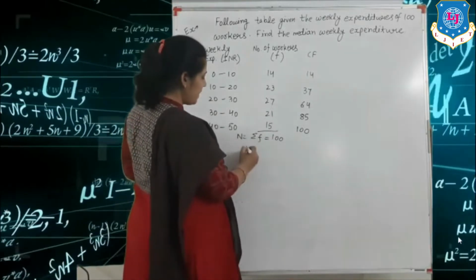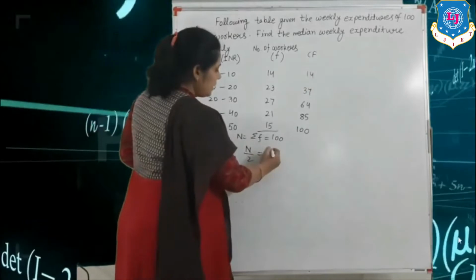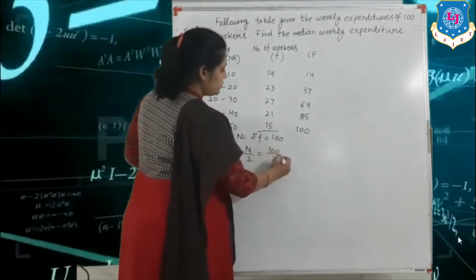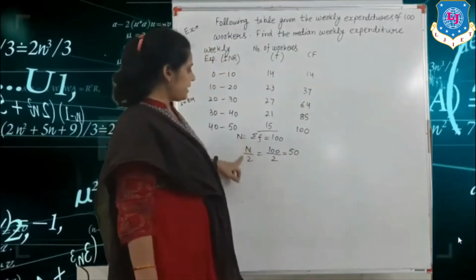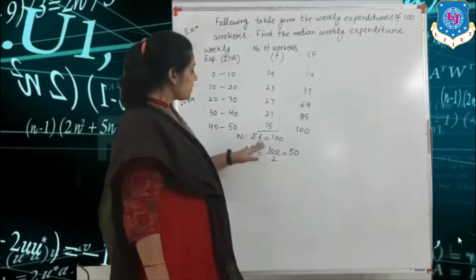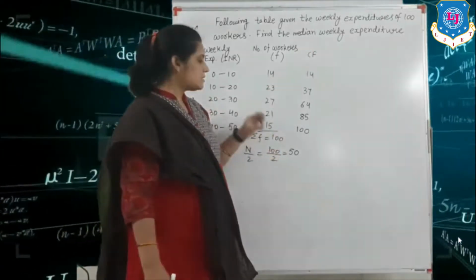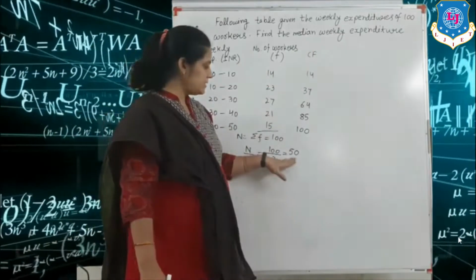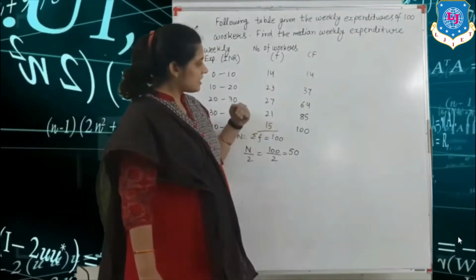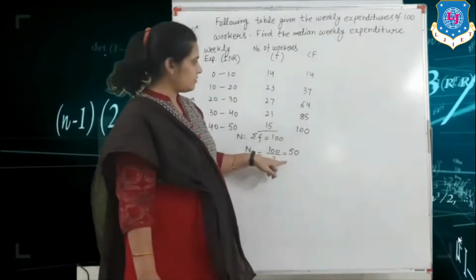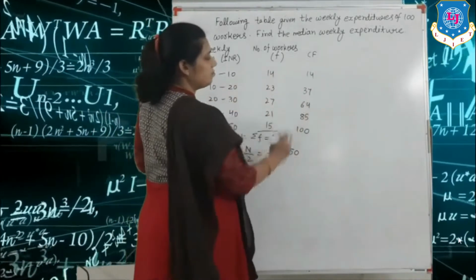So first we find N by 2. What is the value of N by 2? N by 2, that means 100 by 2, is equal to 50. Got it? So N by 2 is equal to 50. Now we check in the CF column for just the greater value than 50. In this column, the just greater value is 64.